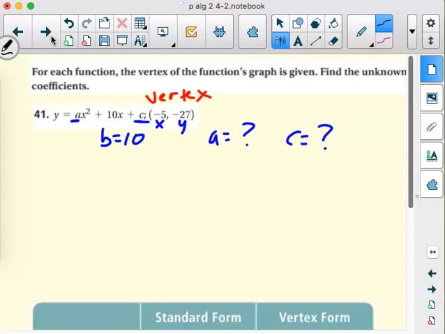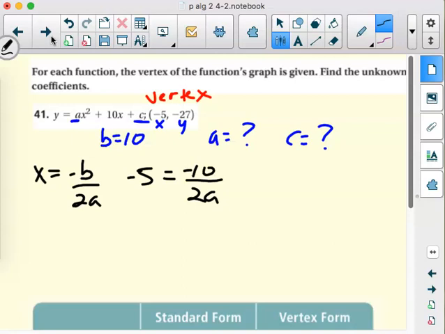X equals negative b over 2a. Beautiful, Haley. There it is. X equals negative b over 2a. And I know an x, the x is negative 5. I know the b, it's 10. I need a. And notice that only has one variable in it. That is going to make this a lot easier.